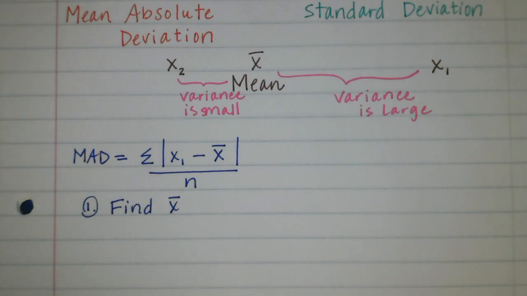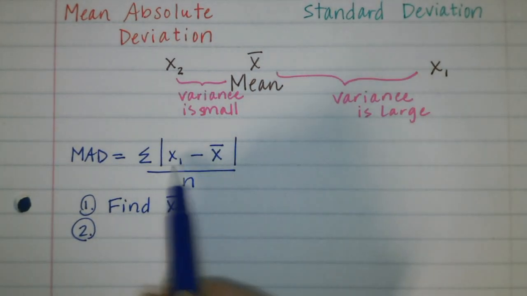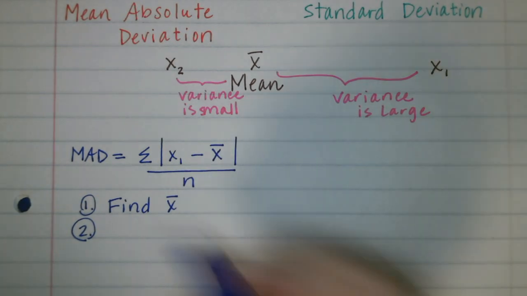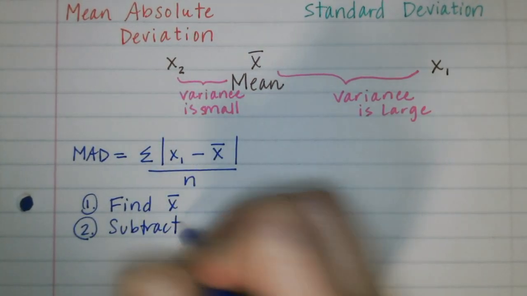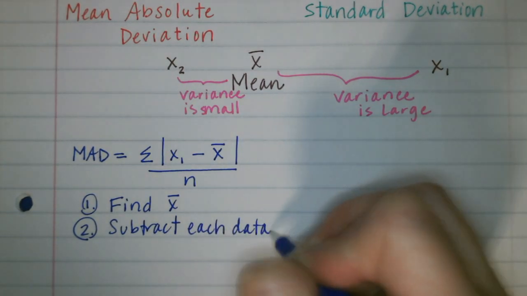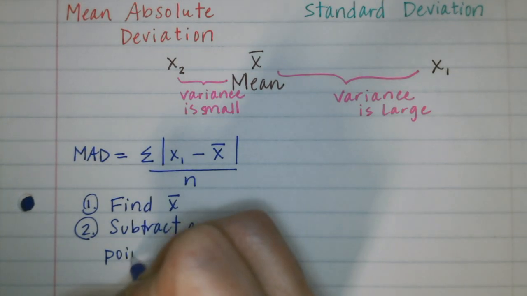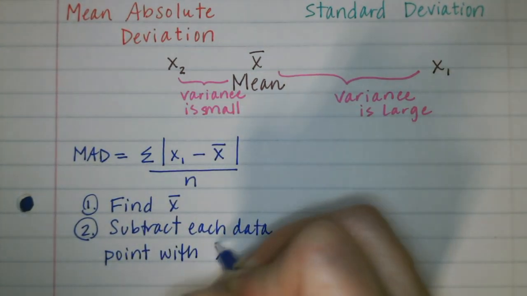Okay, so first thing you have to do is average your numbers together. All right, next thing that we're going to do is we're going to subtract each data point from the average. So we are going to subtract each data point, and I'm going to say with the average.